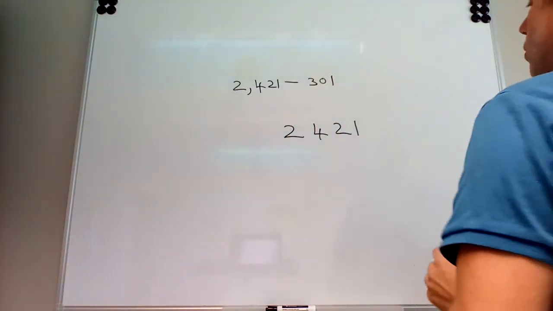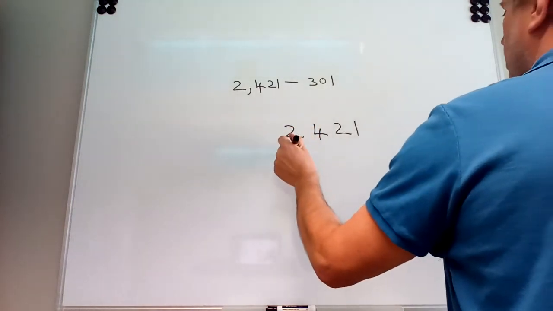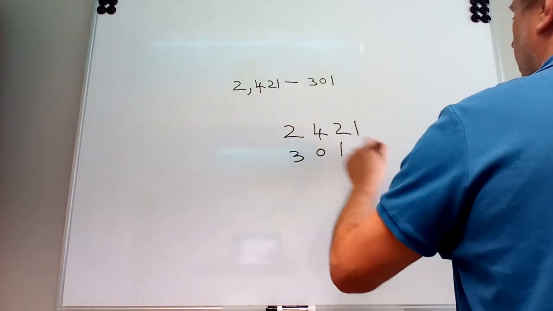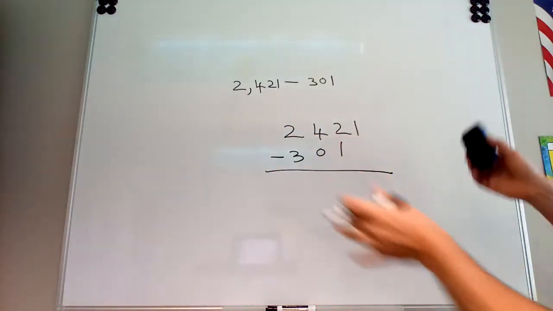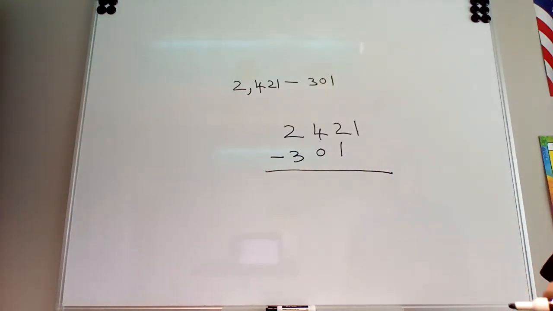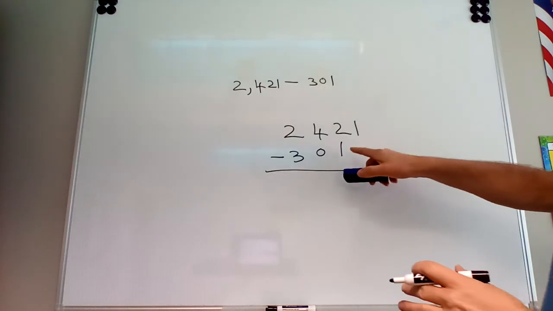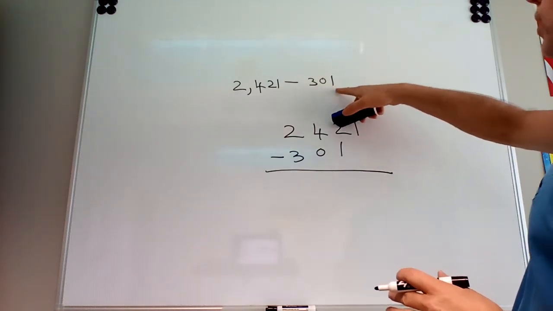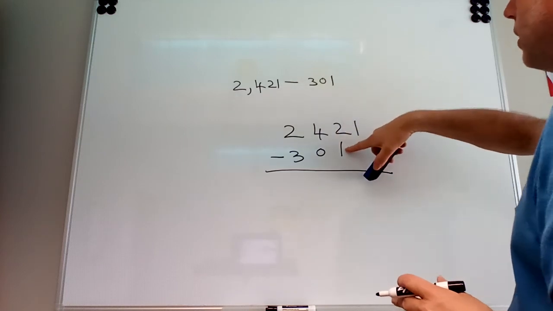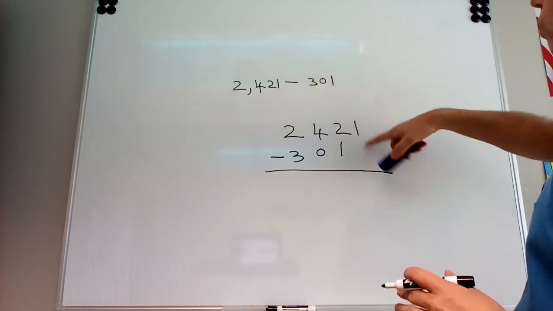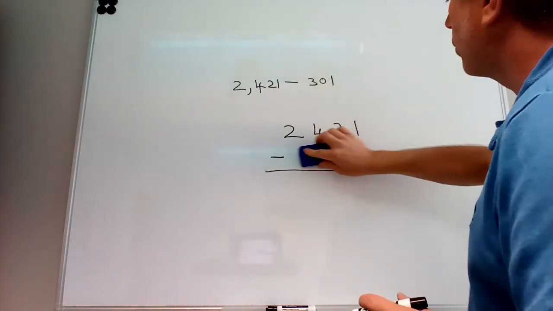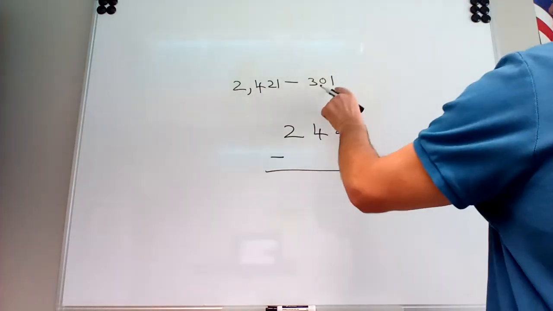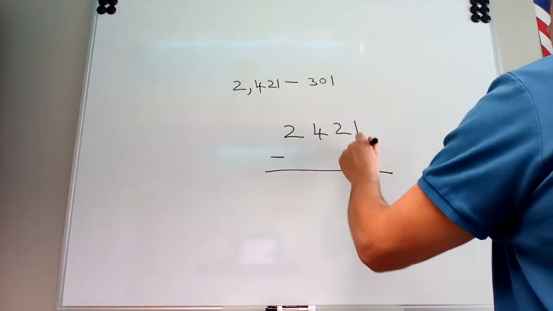If I subtract 301, say if I put that right here, well, that would be incorrect. That would give you a bad answer. The 1 down here would be in the tens place, and it should be in the ones place.